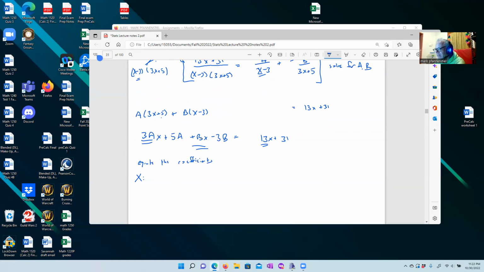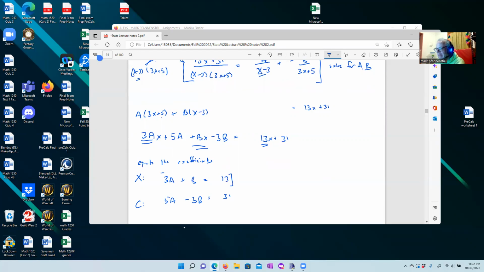So we're going to say that 3A plus B has got to equal the stuff in front of the x, which is 13. For my constant term, we're going to have 5A minus 3B is equal to 31. Hey, look at that. We've got two equations with two unknowns in them. We've practiced that. That's why this section is in here.